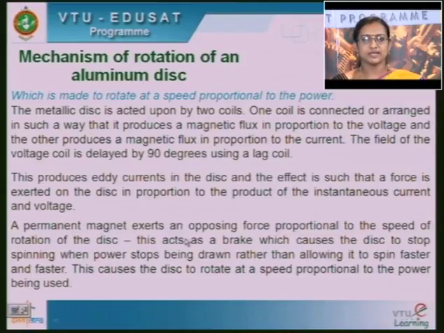A permanent magnet exerts an opposing force proportional to the speed of the rotation of the disc. This acts as a brake which causes the disc to stop spinning when the power is disconnected. So, what it has to do? It has to stop the rotation of the aluminum disc. So, this causes the disc to rotate at a speed proportional to the power being used. That is, when you consider this rotating mechanism, you are going to consider the aluminum disc and also the brake magnet.